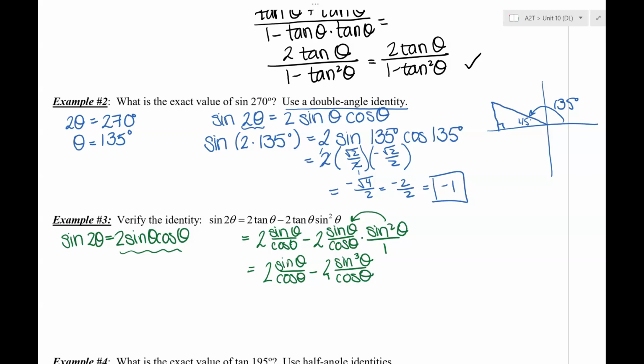Right away I notice they have something in common, so I'm going to go ahead and pull out a 2 sine theta over cosine theta, because they each have that, and I'm left with 1 minus sine squared theta. Sine over cosine is tangent, so I get 2 tan theta times cosine squared theta.